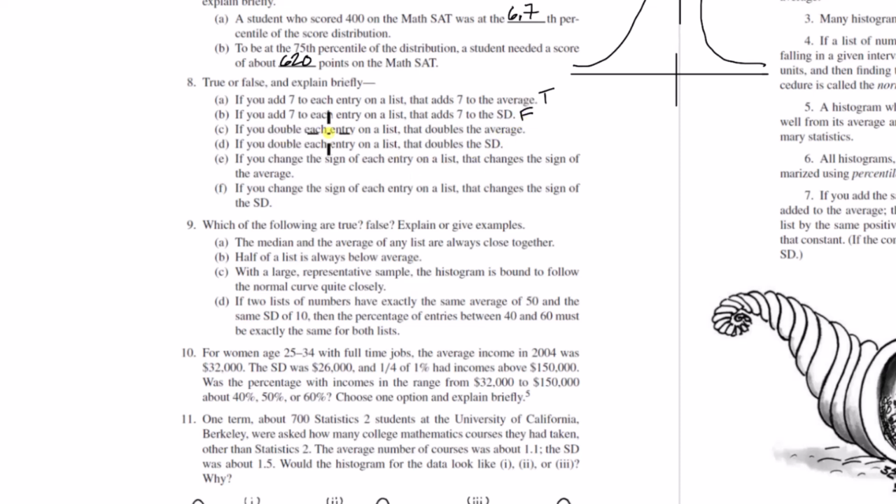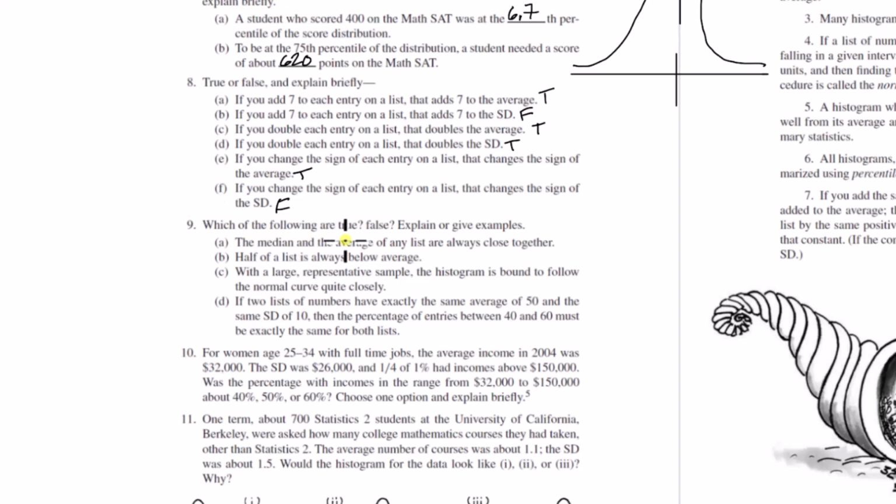If you double each entry on a list, that doubles the average. That is true. And it also doubles the standard deviation. True. If you change the sign of each entry on a list, that changes the sign of the average. Yes, true. But if you change the sign of each entry on a list, that changes the sign of the standard deviation. False. Multiplying by minus one or having a minus sign multiplier doesn't affect the standard deviation. That minus is not applied to the standard deviation.